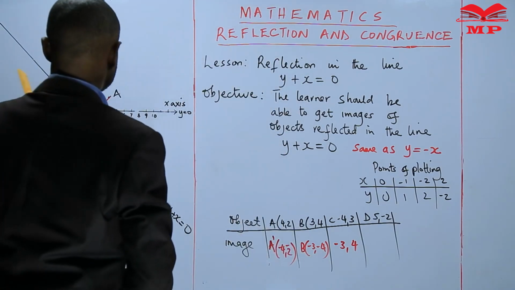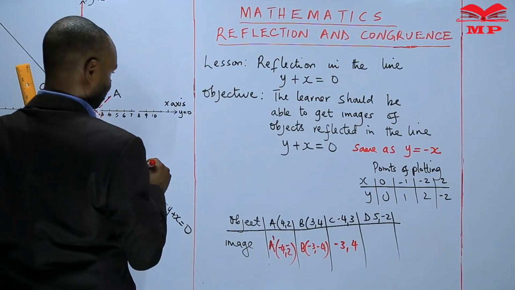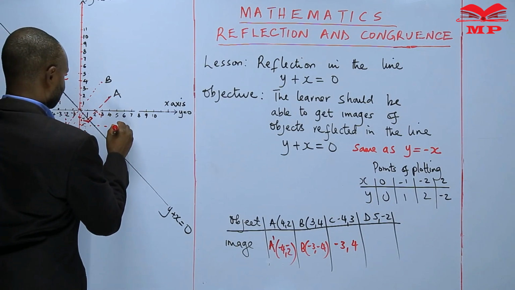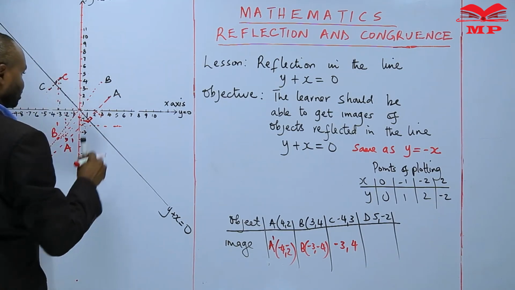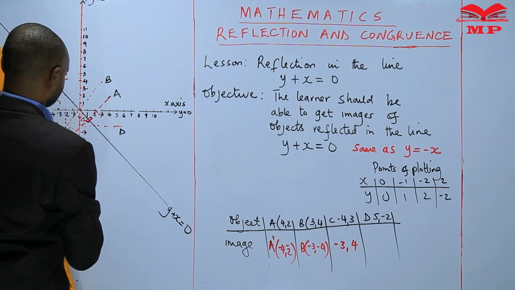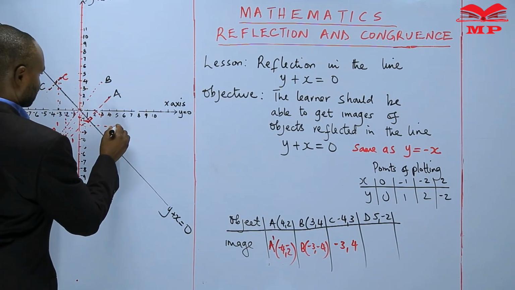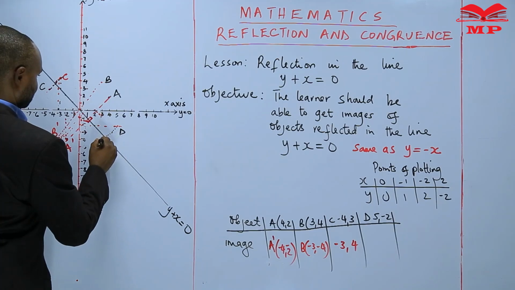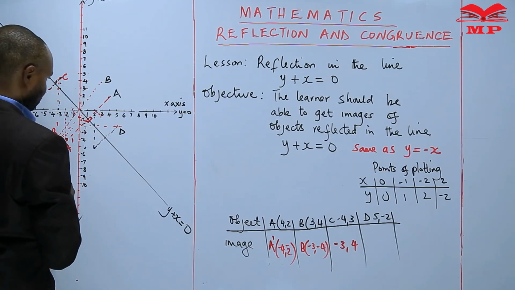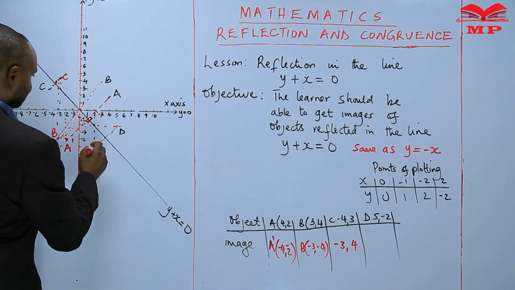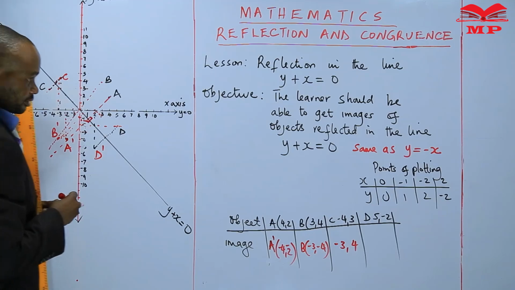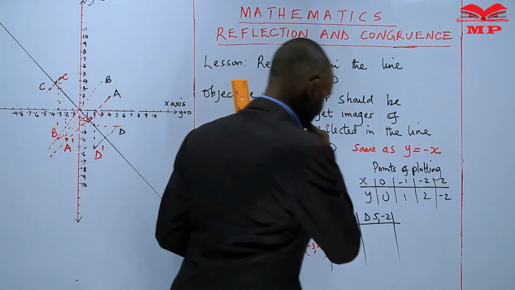Let's look at the last one, 5, -2. That is C. D. We shall get D prime, which is 2, negative 5.